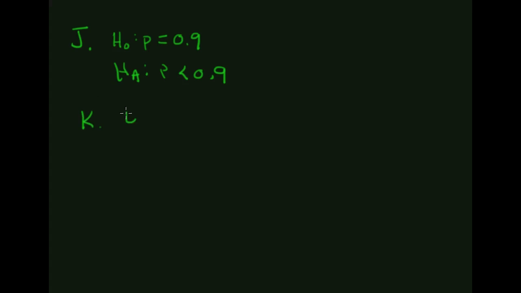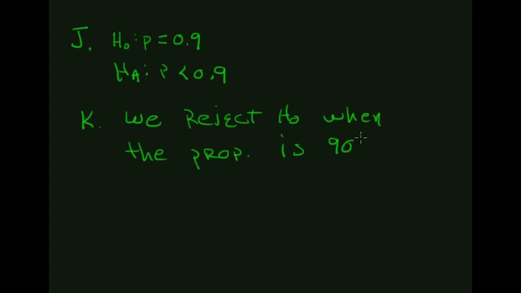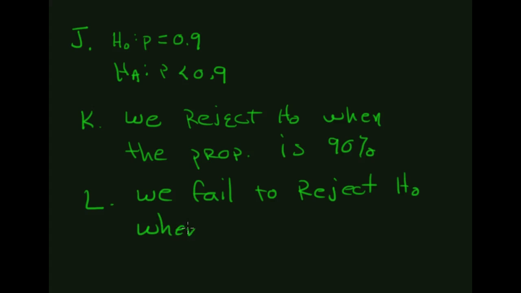The type 1 error is we reject the null hypothesis when the proportion is 90%, and the type 2 error would be we fail to reject the null hypothesis when the proportion is not 90%. All right, so that's the whole problem set.